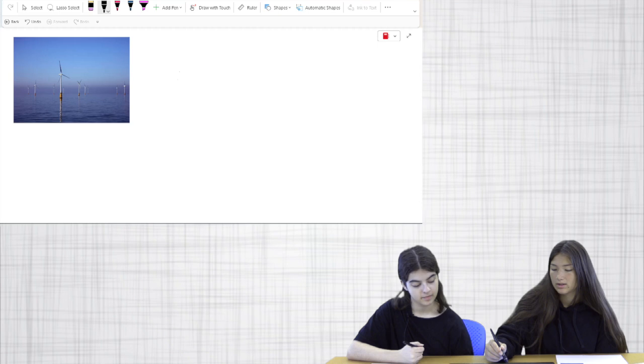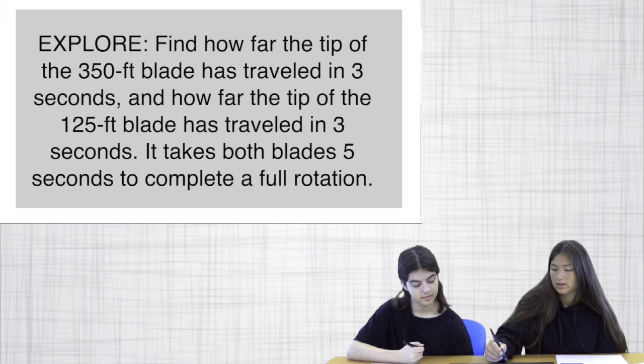In the previous episode, the students stated that they didn't think they would be able to use arc length as a measure of angle rotation because arc length depends on the size of the circle. In this episode, they continue to explore these relationships by comparing the paths of the blades on two differently sized offshore wind turbines. Specifically, they find how far the tip of the 350-foot blade has traveled in 3 seconds and how far the tip of the 125-foot blade has traveled in 3 seconds. It takes both blades 5 seconds to complete a full rotation.